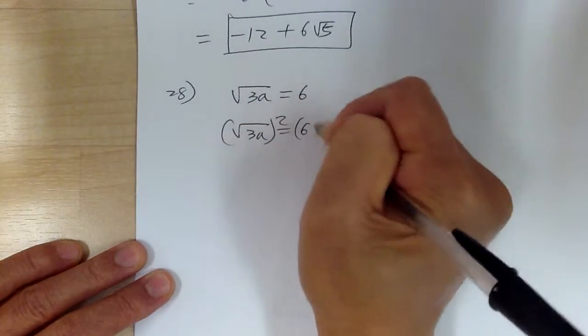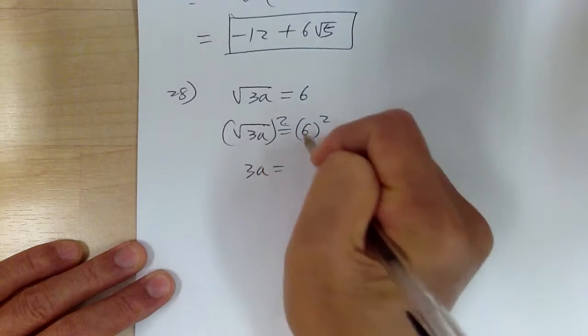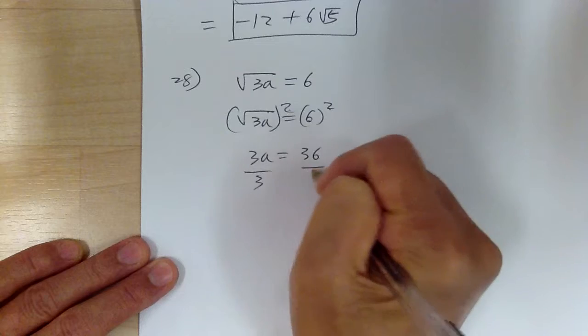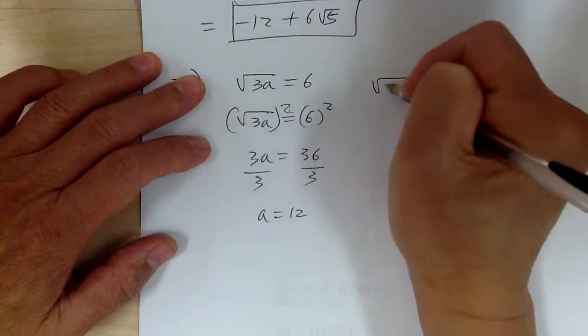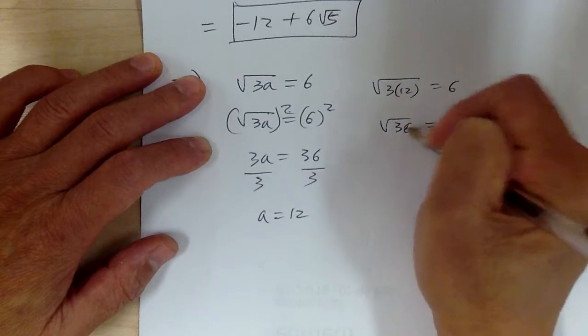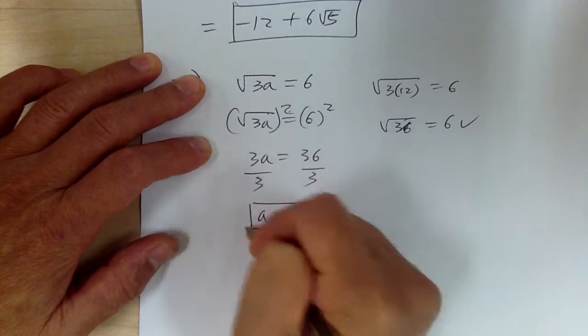So you square both sides. So square and square root cancel out. And this square I get 36. So divide by 3, divide by 3. So A equal to 12. Then I'm going to check. Okay. So it checks out. So that's good. So that's my answer.